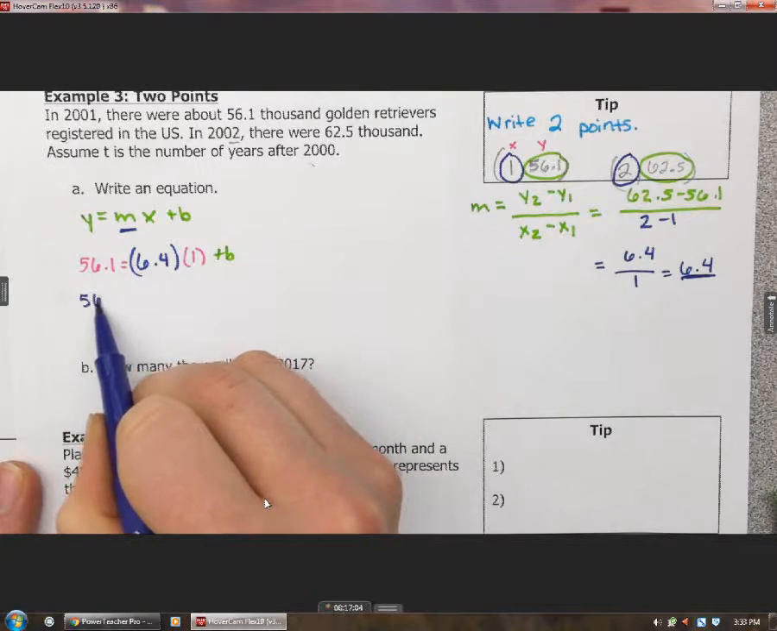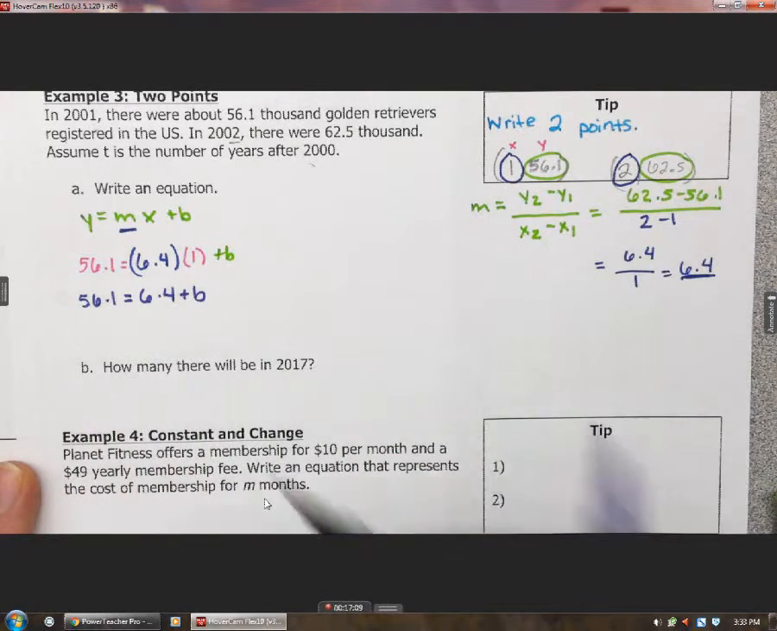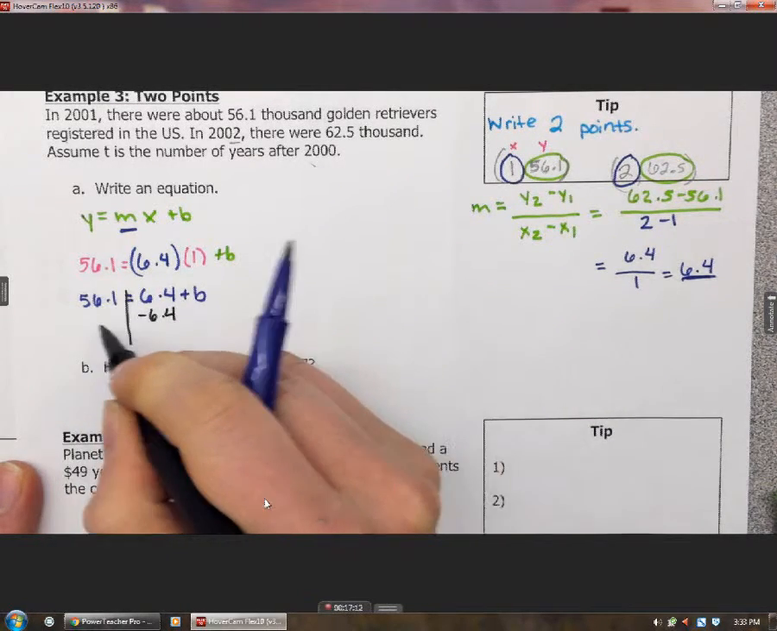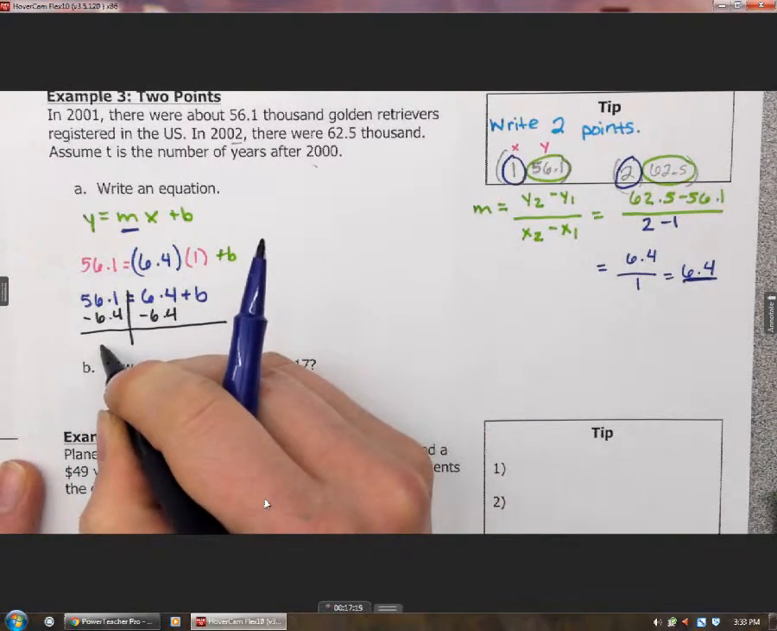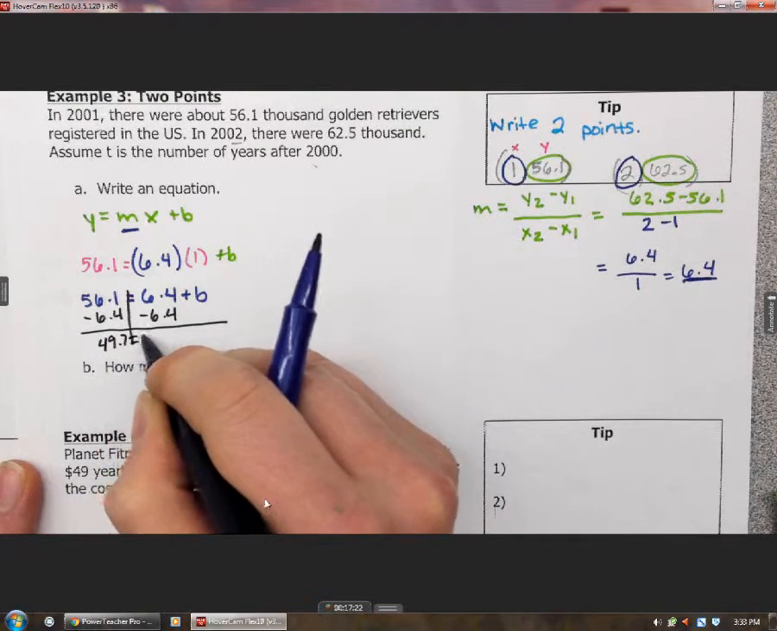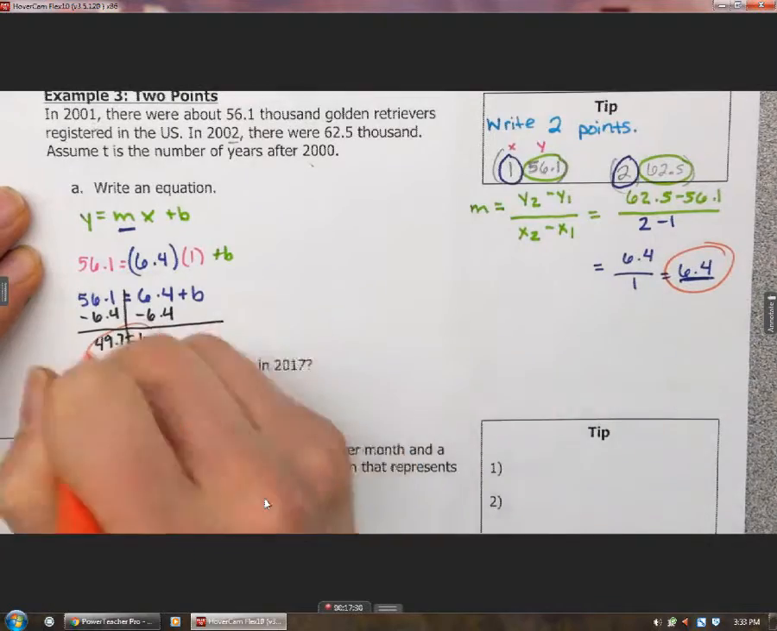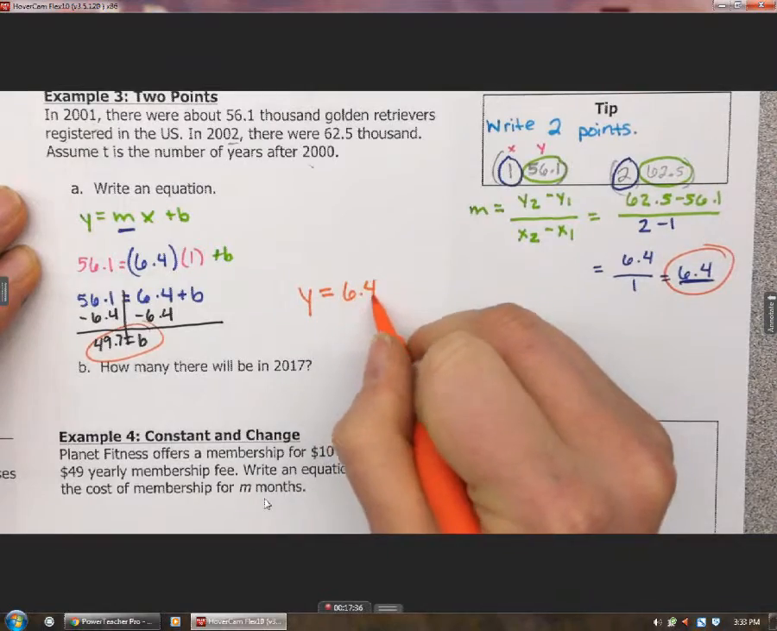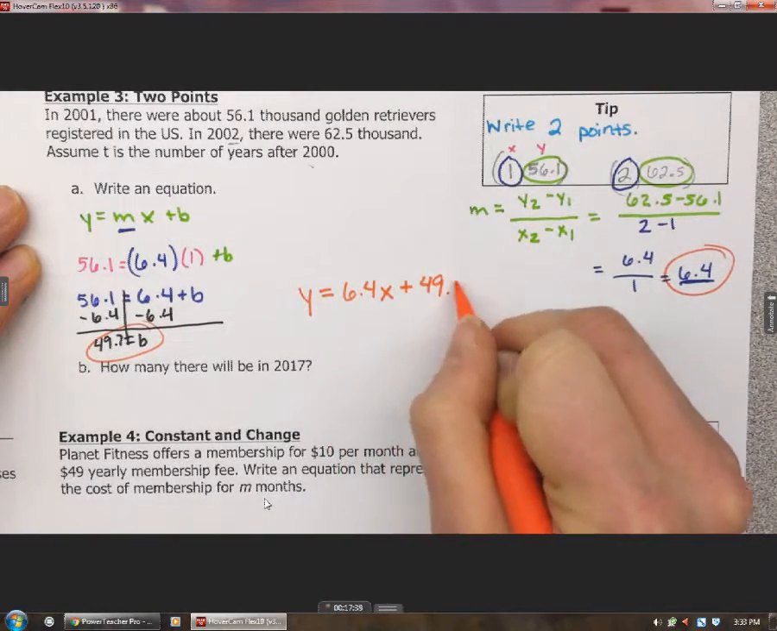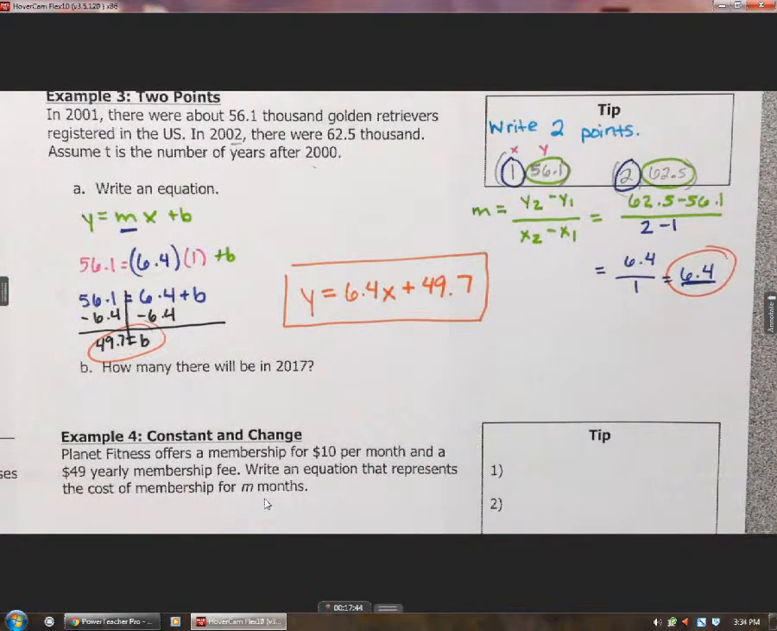Solve it out. 56.1 equals 6.4 plus b. Subtract 6.4. This is 49.7 equals b. And I have my 2 ingredients. I have m and I have b. So I can write y equals 6.4x plus 49.7. I guess if we're going to be technical, we probably should have used a t instead of an x, but I would accept it either way.